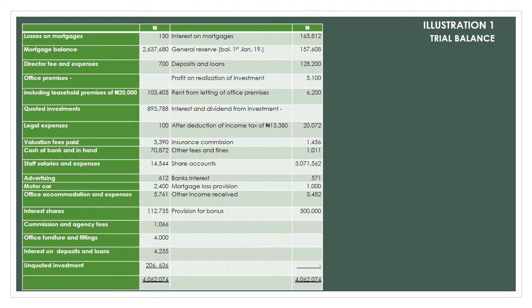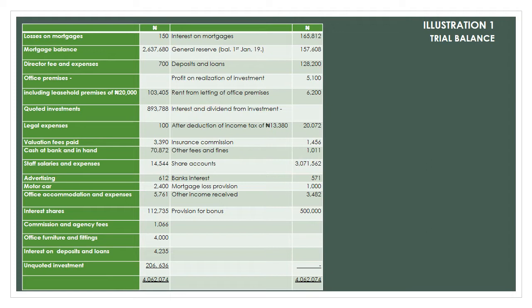So one thing you should first do when you have a trial balance like this, to be able to separate the items in the trial balance into their various classes, either an expenditure, an income, capital, or liabilities, or an asset. So you have to be able to separate it. That will now inform you which of the items that will go into the income statement and those that will go into the balance sheet.